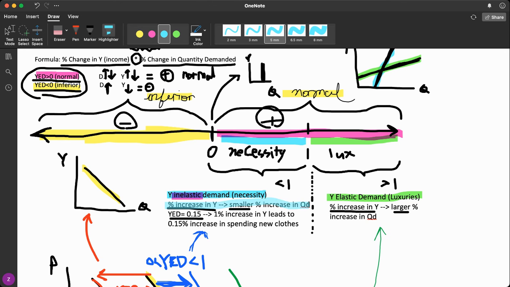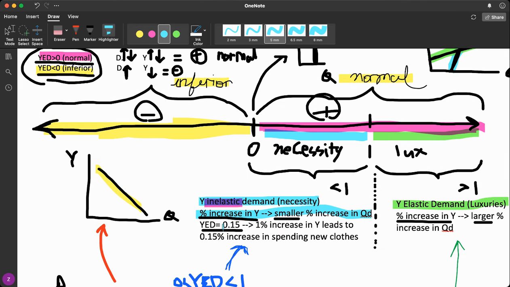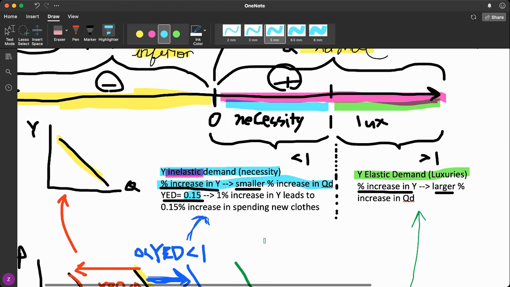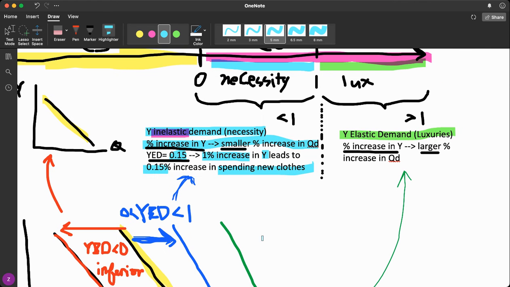For instance, if YED value for clothing is about 0.15, it means that 1% increase in income will produce 0.15% increase in spending on buying new clothes. So as you can see, this 0.15% is actually relatively smaller than 1% increase in income, right?